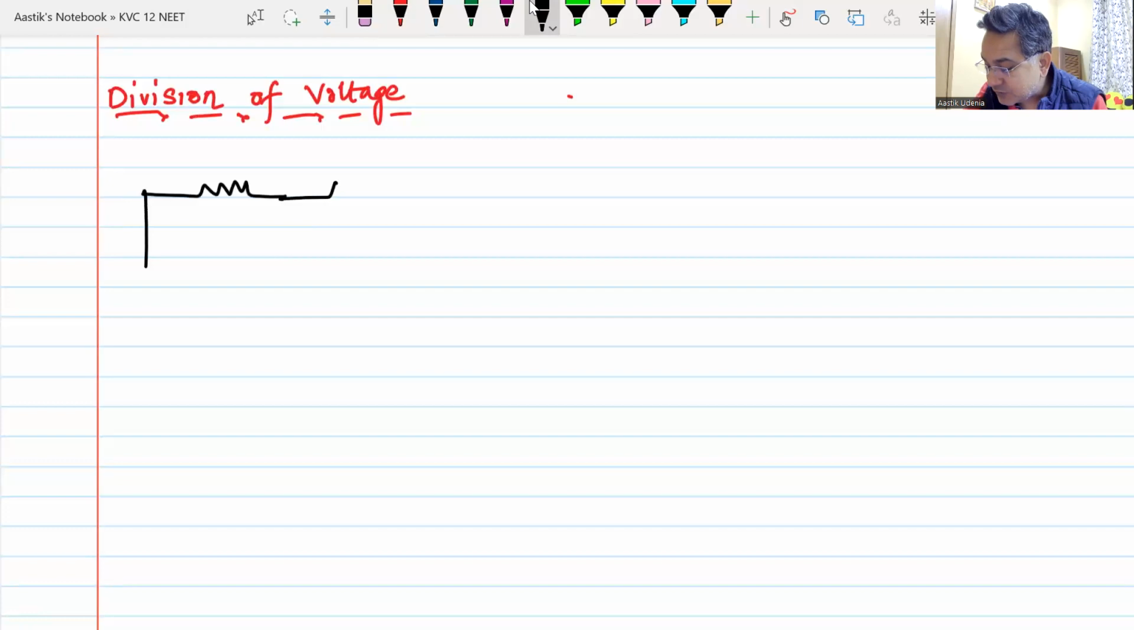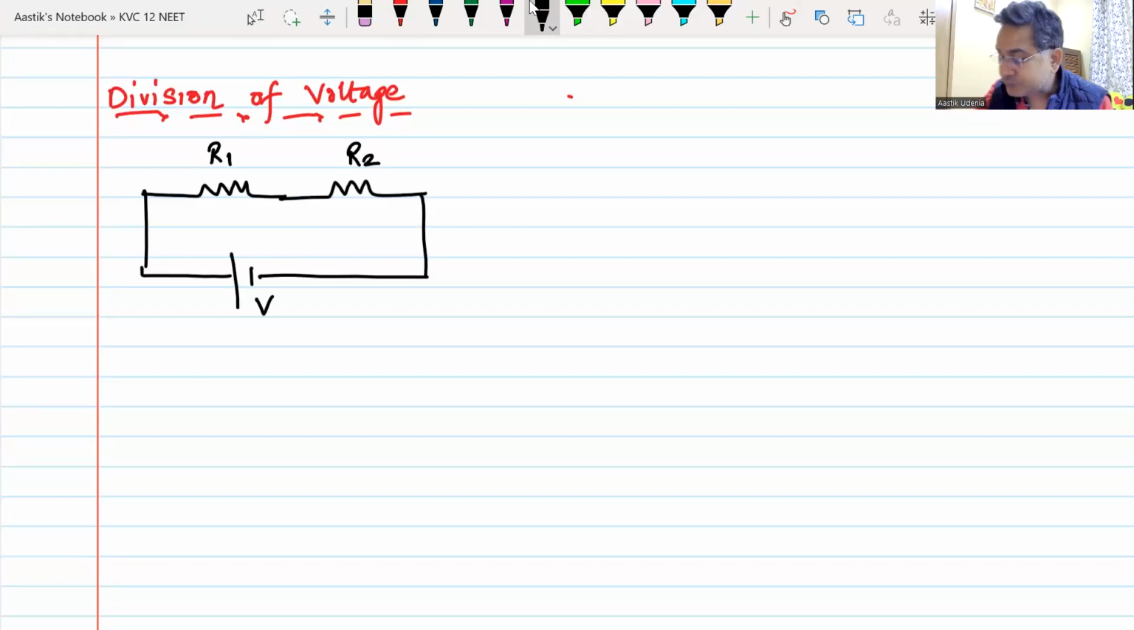Now, let us suppose that you have, and in most of the cases, you are going to have two resistances connected with a battery of voltage V, R1 and R2. In this R1 and R2, you already know that the current is going to be same, because they are in series. But the voltage drop will be different. Let me call this voltage drop as V1 and this voltage drop as V2. Voltage drops are going to be different.